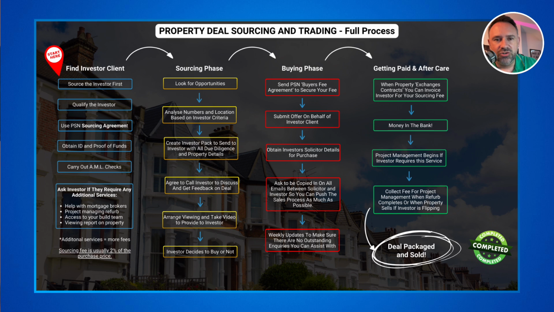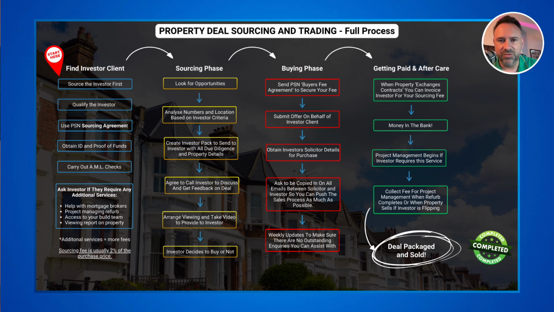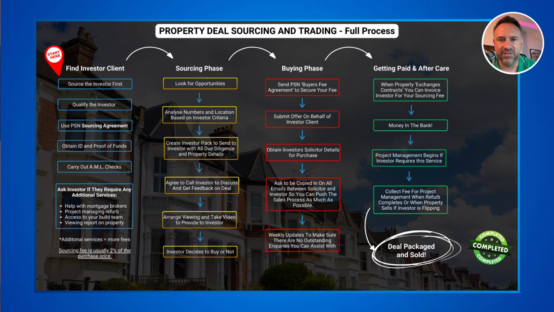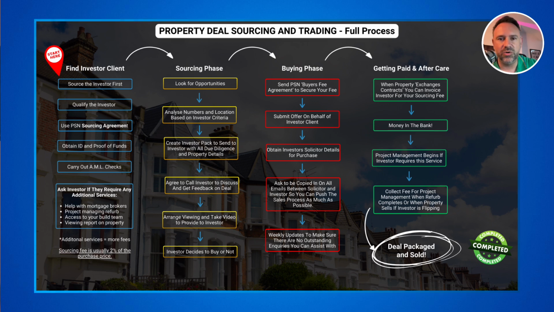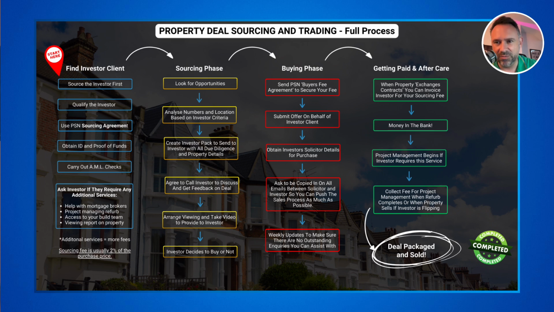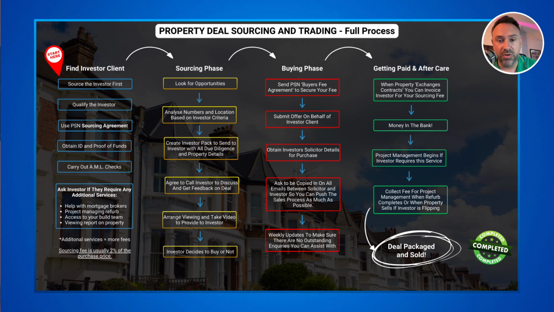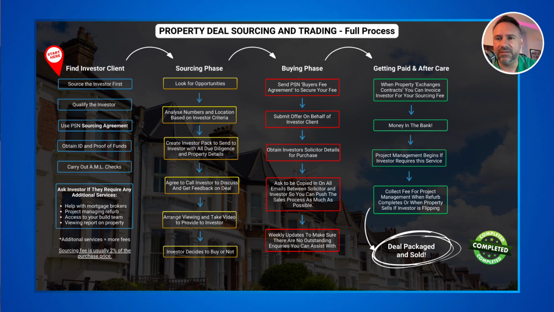So don't make the mistake that lots of property sourcers out there do, where they run around thinking they need to be doing 100 million viewings a week, putting in offers on things, and finding deals for their investors. No, it's not how we do it. It's more bespoke, more nuanced than that. If you want to waste your time, do it that way. Seriously. If you want to be proactive and effective and you want to put money in the bank, find your investor first.